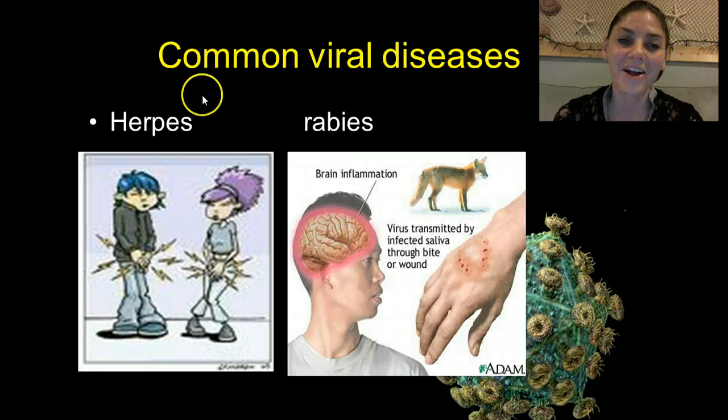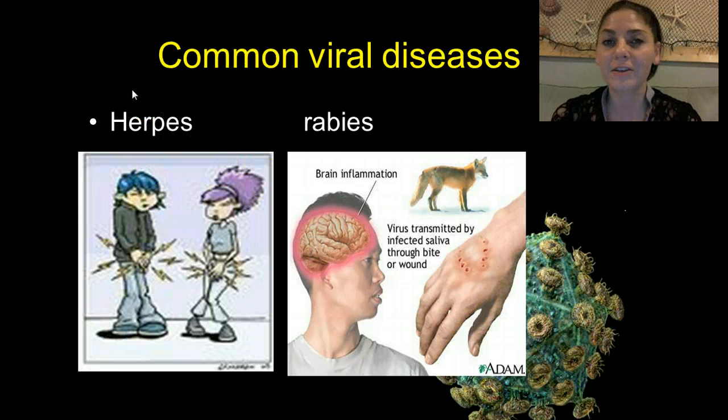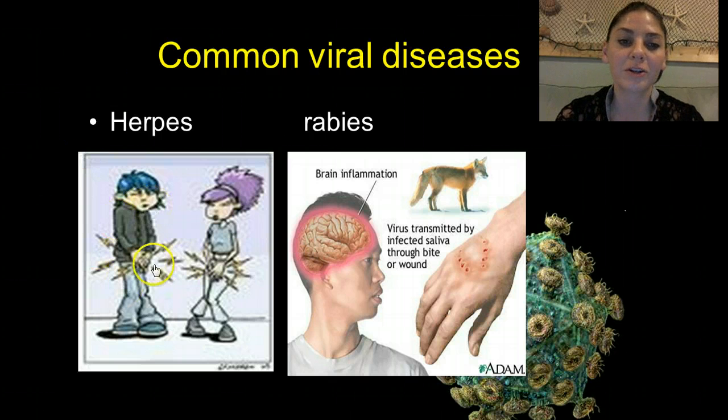So these are a couple common types of viral diseases. We have herpes, and there are many different types of herpes. Like I got through saying earlier, people that have those cold sores, that's actually a type of herpes. And then the one that everybody has always heard about would be genital herpes, which is spread through sexual contact. We have the rabies virus, which attacks the brain, and it's transmitted through the saliva or through a bite or wound.